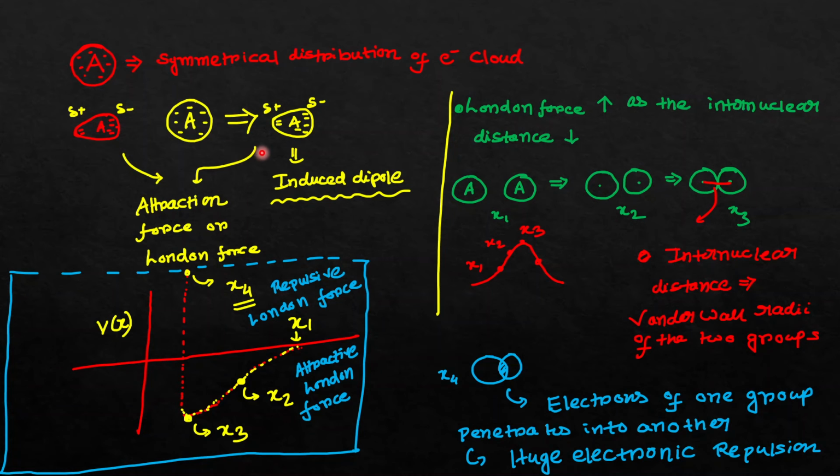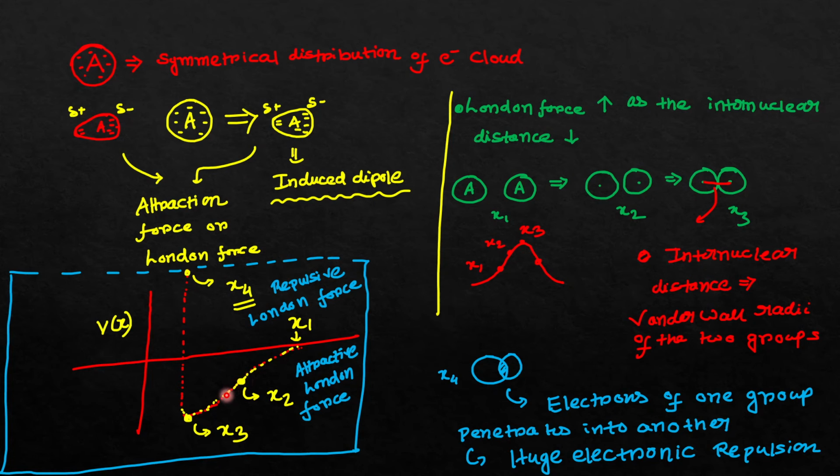Okay, so you can see, they will attract each other. These types of forces are called the London attractive force, and this London attractive force depends on the distance between the two molecules. So you can see this is an energy diagram, this is the potential energy, and this is the distance between the two molecules. As the distance between the two molecules decreases, the London force between these two molecules increases.